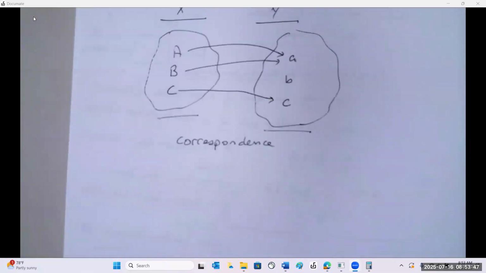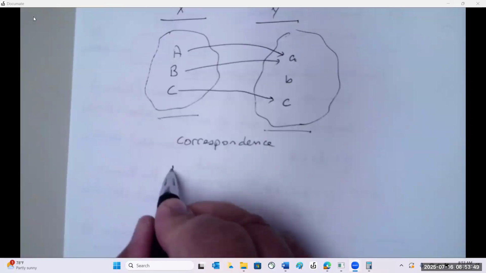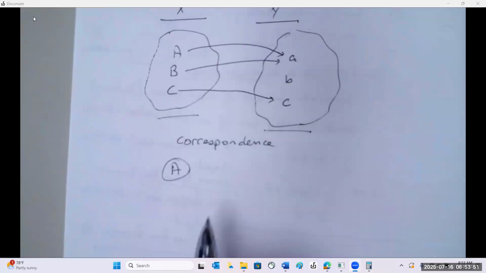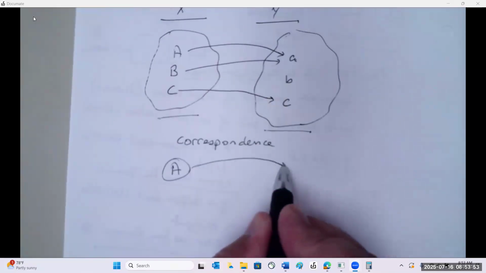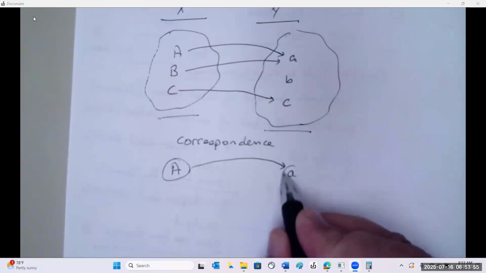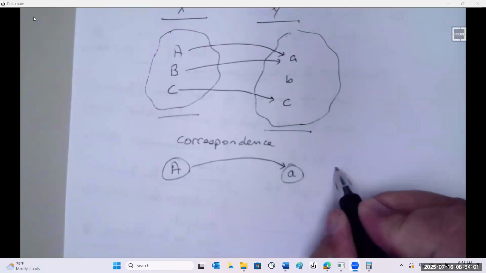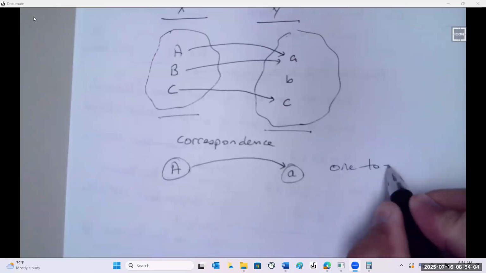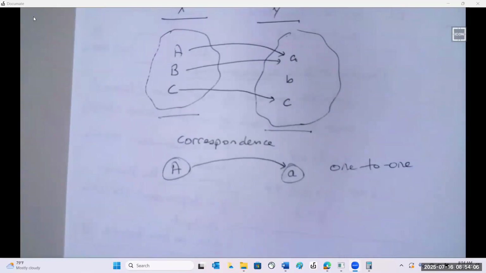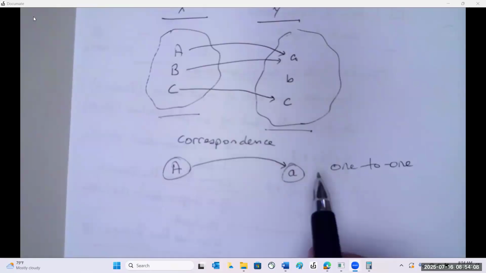So what happens is one person writes a letter. Here's person A. They write a letter. They send it, and it goes by Pony Express or the mail courier to another person. That's correspondence. We call that a one-to-one correspondence. In other words, one person to one person.